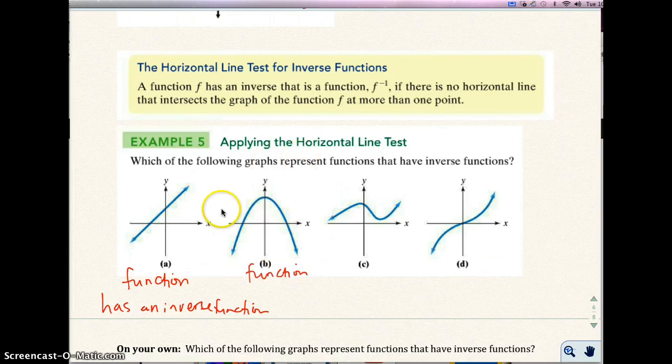Does it have an inverse function? No, because when I run a horizontal line through it, it passes more than 1 point. So no inverse function.